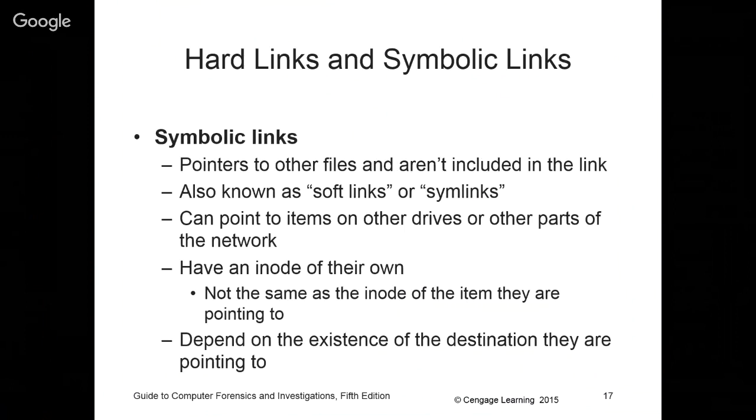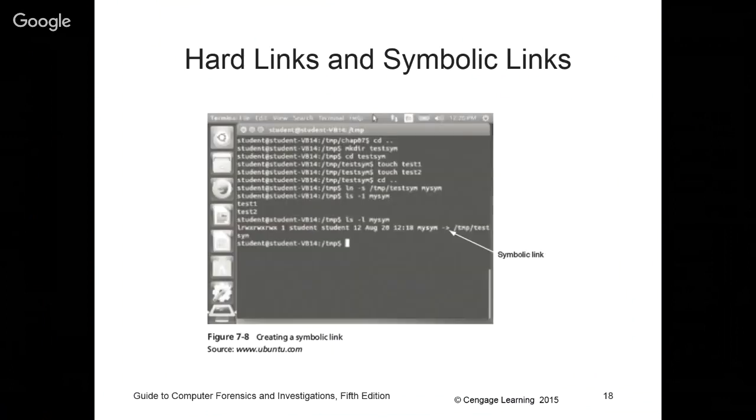The symbolic links are pointers to other files that aren't including the link. They're known as soft links or sym links. They are able to point to items on other drives or other parts of the network. They have their own inode. They depend on the existence of the destination they are pointing to. So that's what we call broken links.